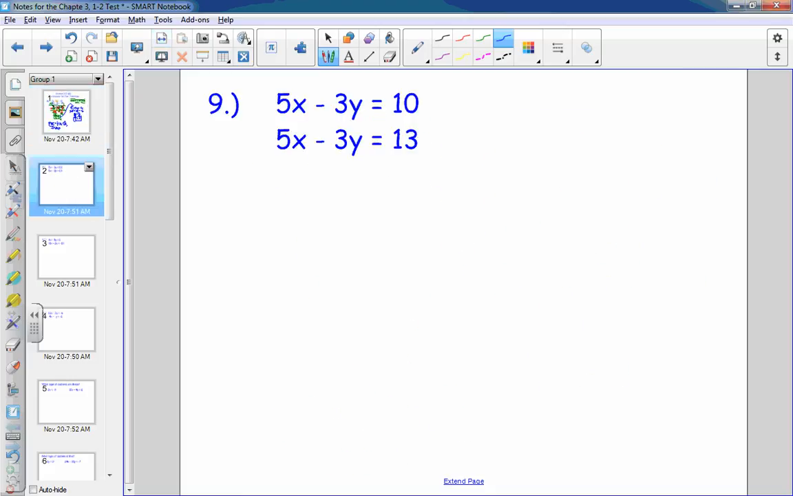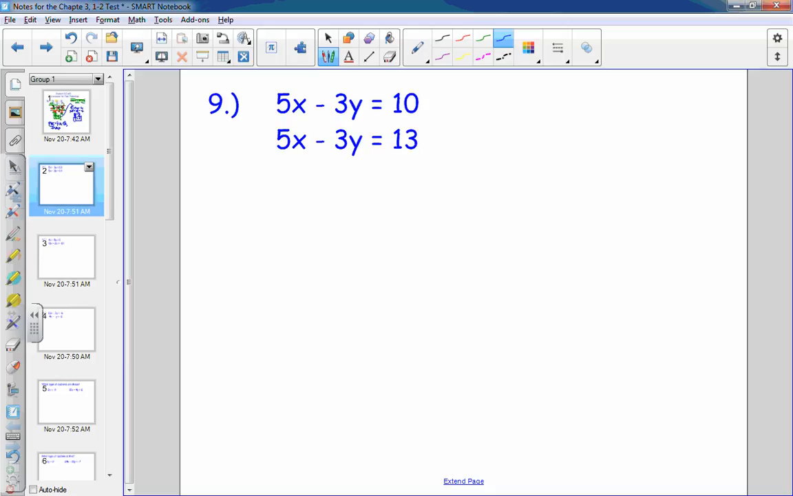Again, number 9. Number 9 is off the same exact worksheet. I give you 5x minus 3y is equal to 10, and 5x minus 3y is equal to 13. So before I move on, I want to be logical about this problem. I need to say, okay, well, is anything the same about them? Well, both sides on the left-hand side are exactly the same. 5x and 5x, negative 3y and negative 3y. Those terms are the same.